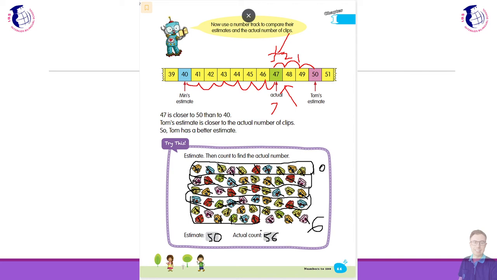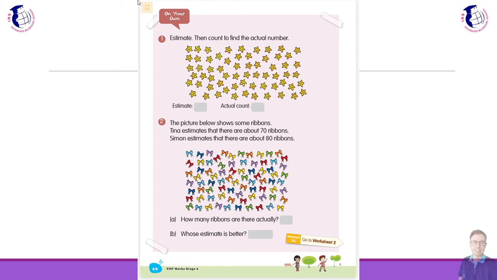Your estimate, it doesn't matter if your estimate was the same as mine, because the estimate was just a guess. So as long as it's reasonable, that'll be a tick for you. Now we have the same thing to do again, but with some stars. So same again with the stars.